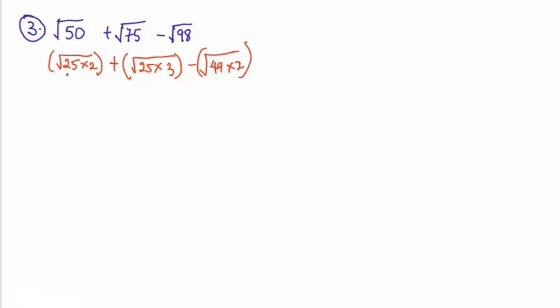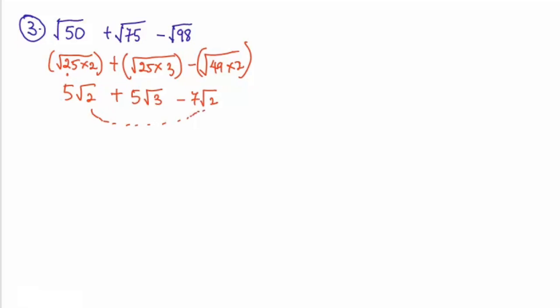Now the square root of 25 is 5. So this becomes 5 root 2 plus the square root of 25 again is also 5. That becomes 5 root 3. Now minus the square root of 49 is 7. So this becomes 7 root 2. Now if you look at this, this is root 2, and then this at the other end is also root 2.